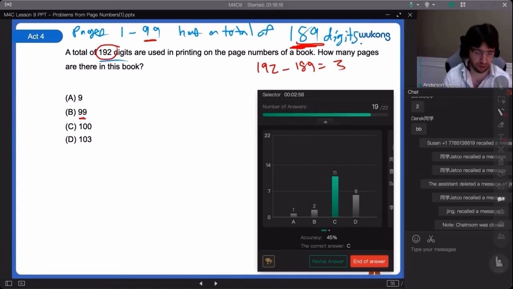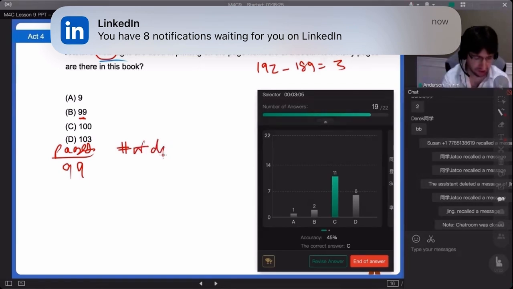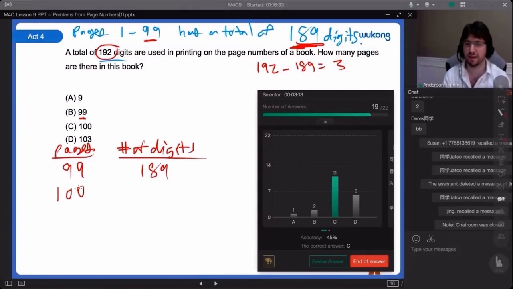I was a bit confused. Let's just make a table. 99, number of digits. Okay, if we had 99 pages, we would have 189 digits. What if we had 100 pages? How many digits would that be? So we're adding one more page, and that page has the number 100. So how many digits is that? That's 3 digits. 3 digits, right?